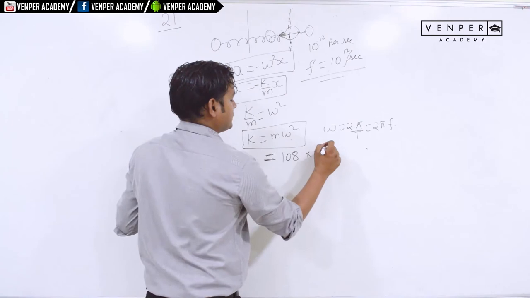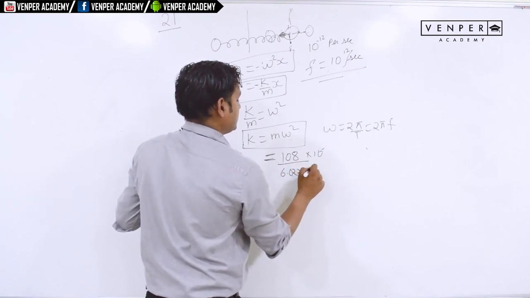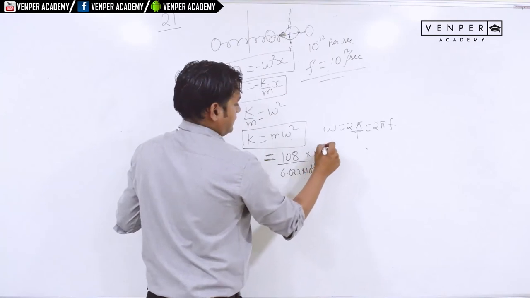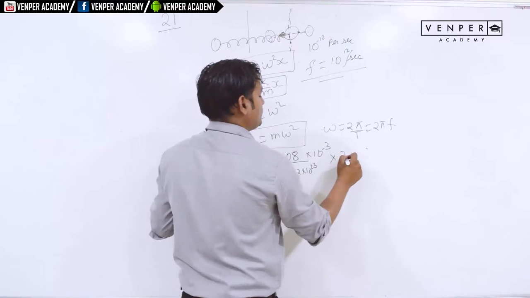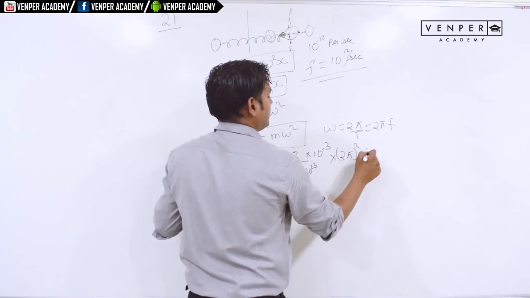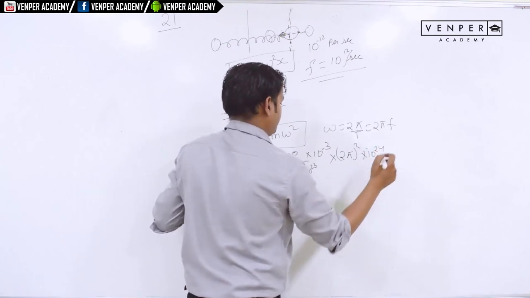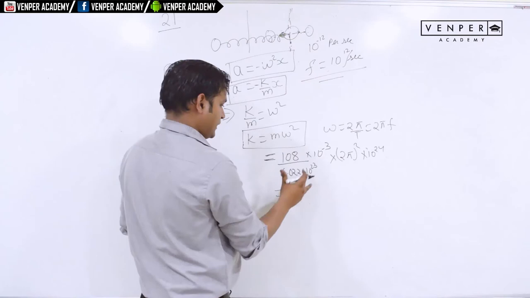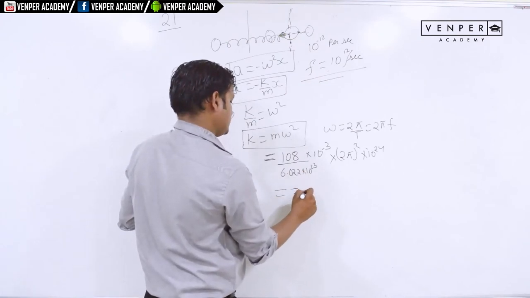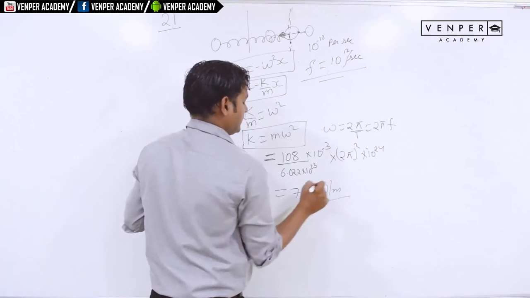108 into 10 raised to power minus 6.022 into 10 raised to power 23 minus 3 into omega square means what? 2 pi whole square into 10 raised to power 24. Okay, when you solve this equation, what will you get? You will get around 7.07 newton per meter. Clear?